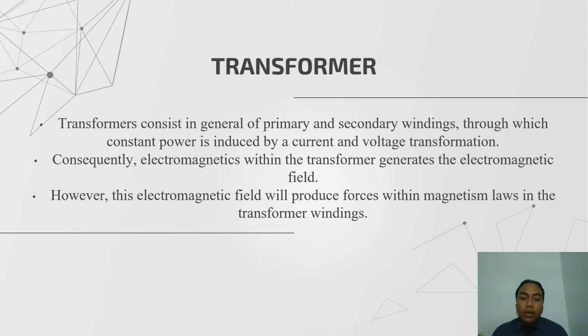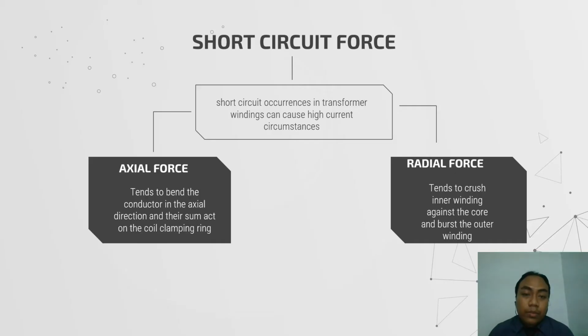Then, the primary winding current will flow. Primary winding current flow will induce a magnetic field that will connect with the secondary winding. Consequently, the electromagnetic within the transformer generates the electromagnetic field. However, this electromagnetic field will produce force within magnetism law in the transformer winding. The force that may be produced is the short circuit force.